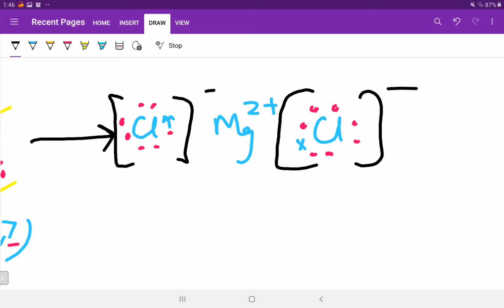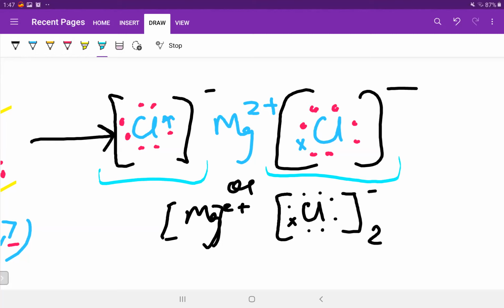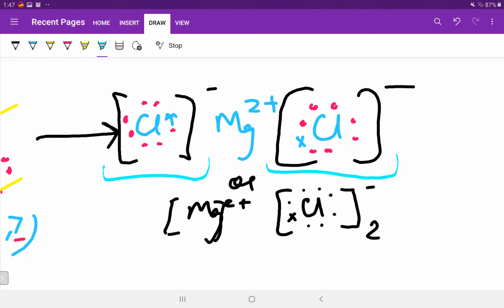Or we can also write them as Mg with a 2 plus charge, and we can write Cl 1, 2, 3, 4, 5, 6, 7, 8. Okay, and then a minus charge and the whole thing twice like this. Here we don't need to make them twice like we have made here. Okay, is it clear, everybody? Can we move on to the next compound?